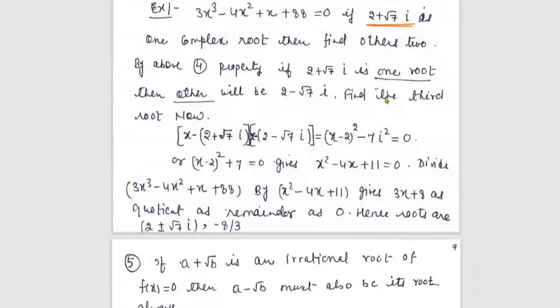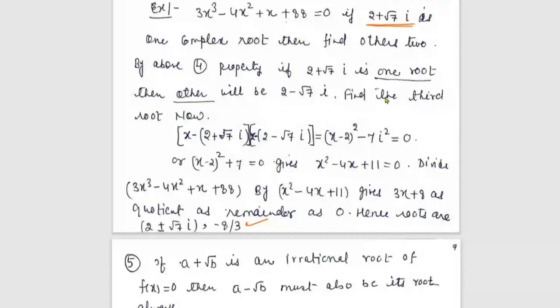We are writing this with the property, and you just open it. You will get x minus 2 whole square minus 7i square. You can open it very easily. For iota square equals minus 1, you substitute this, so you will get this equation. Now from this equation, if you solve, you will get one imaginary and one real root.